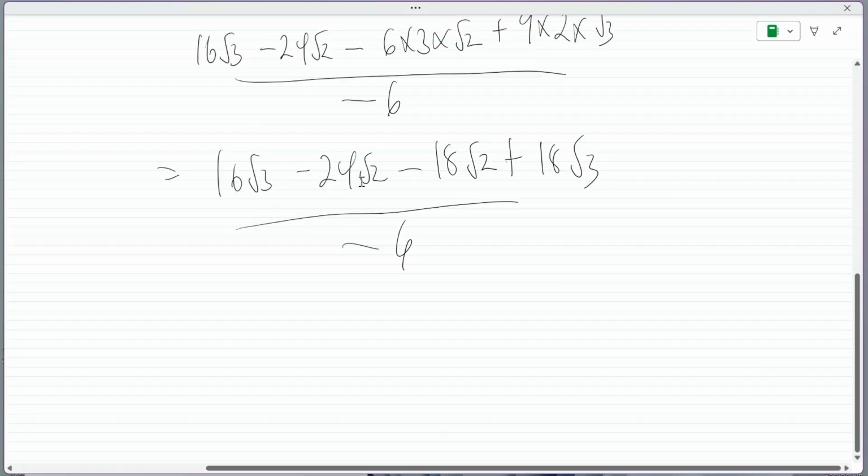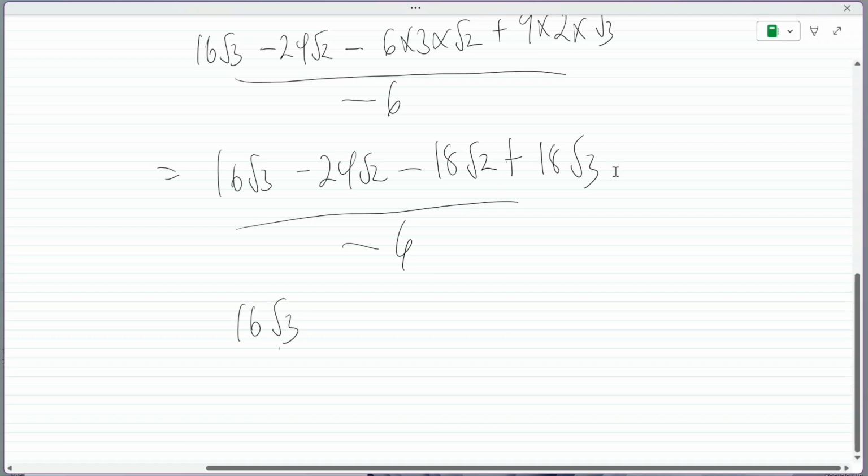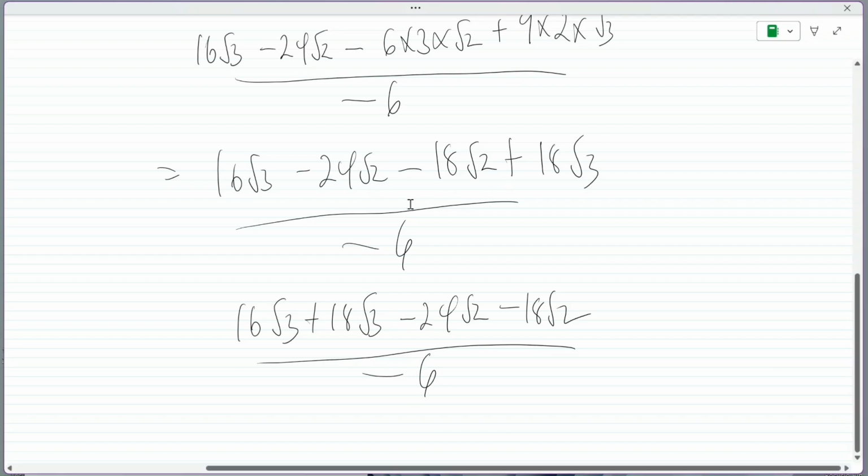On the next line, at the numerator level, we collect like terms. The ones with root 3 will come together and the ones with root 2 will come together. So we have it as 16 root 3, then this 18 root 3 owns this positive, then plus 18 root 3 minus 24 root 2 minus 18 root 2 over minus 6. The root 2's will come together.